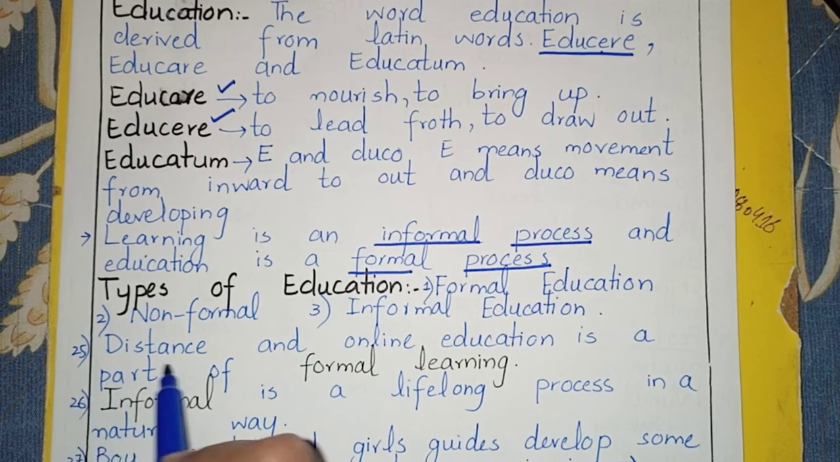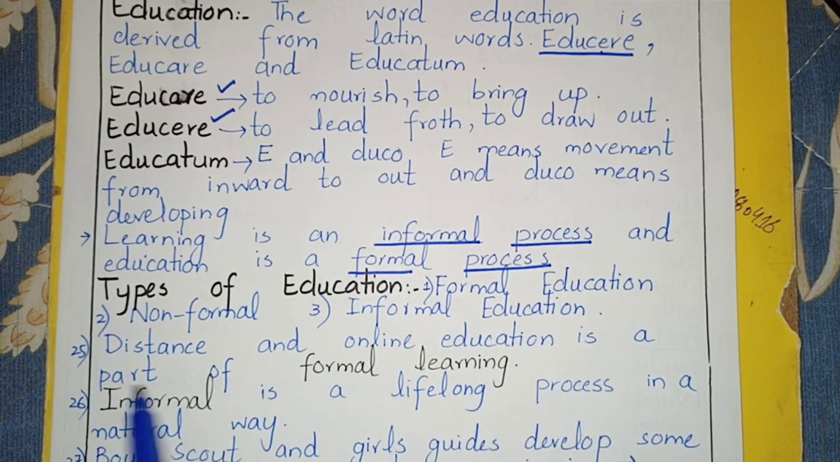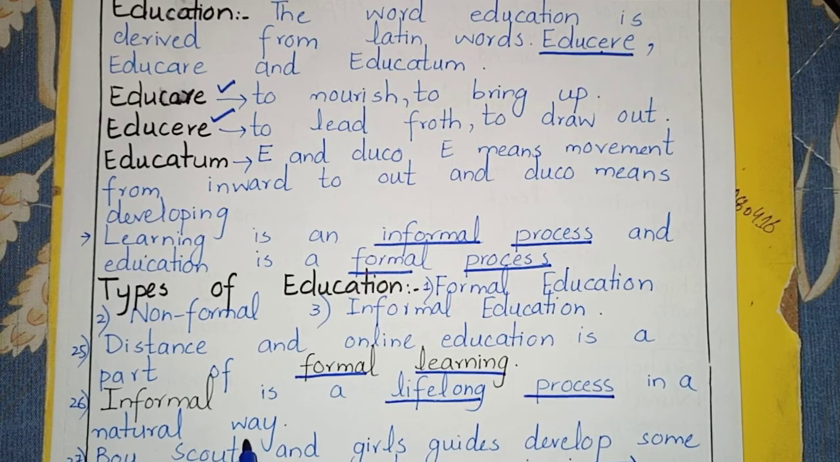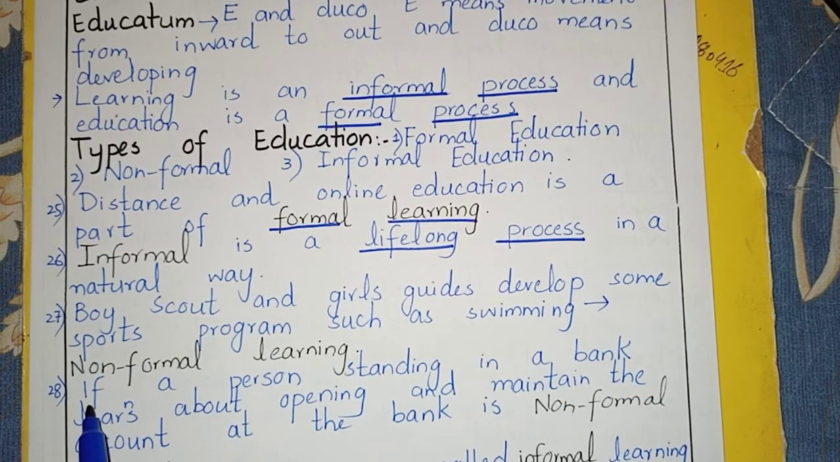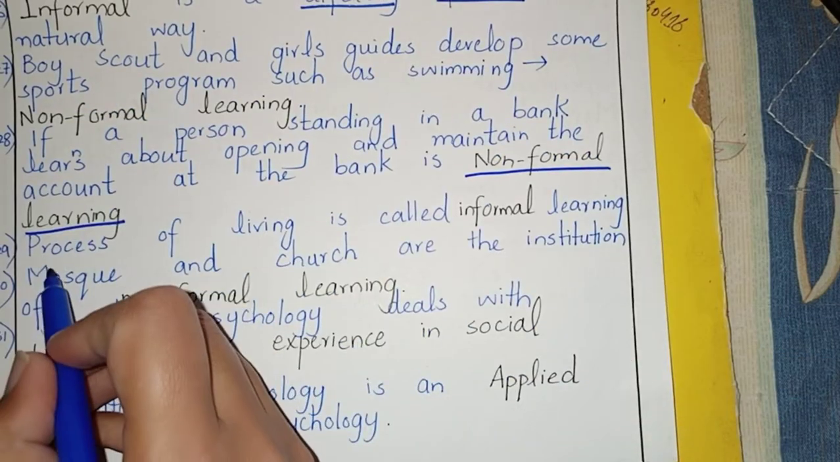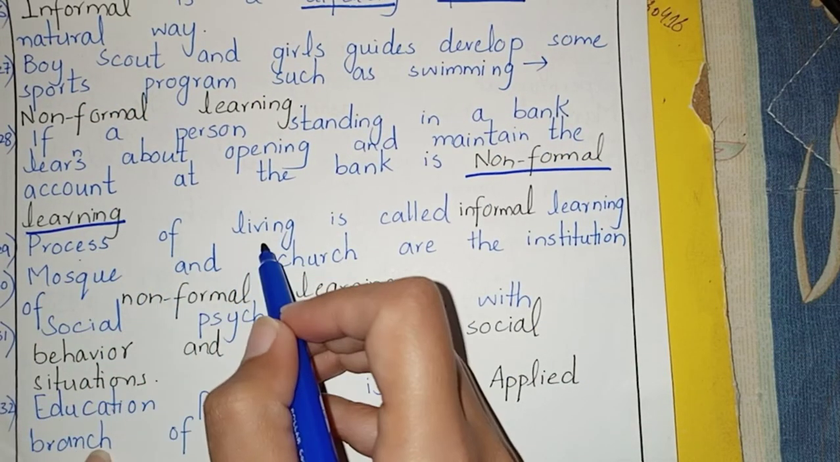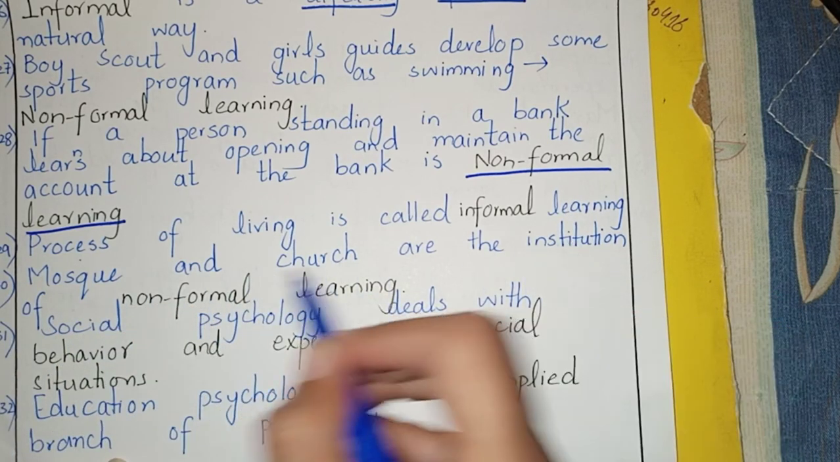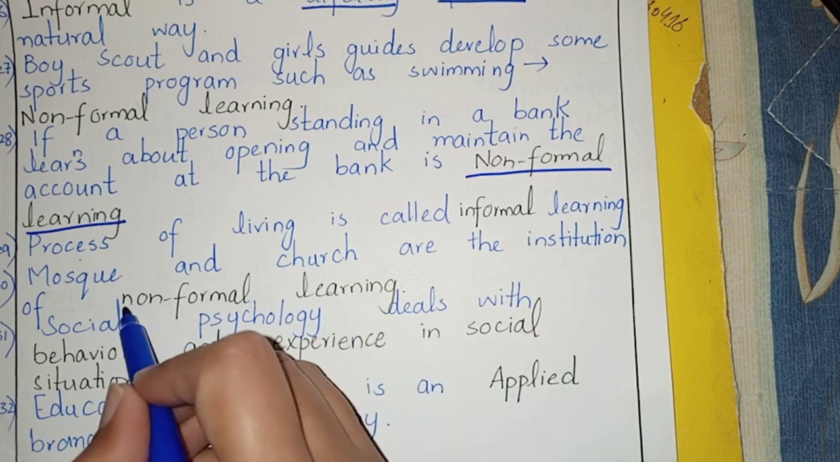Question number 25. Distance and online education is a part of formal learning. Informal is a lifelong process in a natural way. Question number 27. Swimming and sports programs are non-formal learning. Question number 28. If a person standing in a bank learns about opening and maintaining an account at the bank, it is non-formal learning. Question number 29. The process of living is called informal learning. Question number 30. Mosque and church are institutions of non-formal learning.